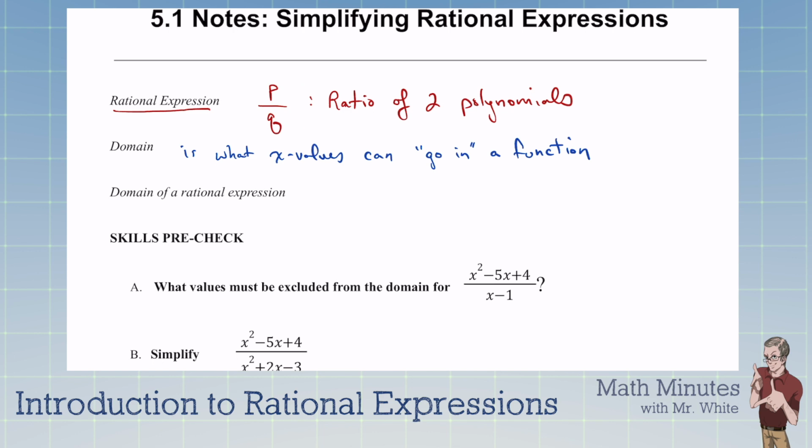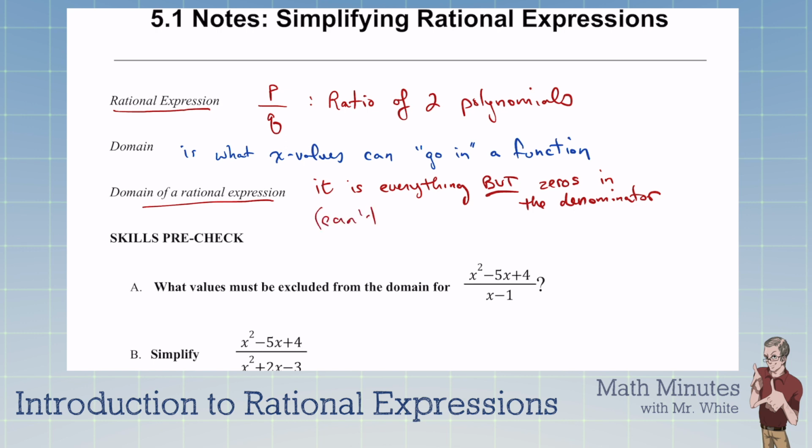So now the question is what is the domain of a rational expression? It is everything but the zeros in the denominator. Why the denominator? Well, you can't divide by 0. That's not allowed in math. You're not allowed to divide by 0. Okay, so we're going to avoid having a 0 in any of the denominators.